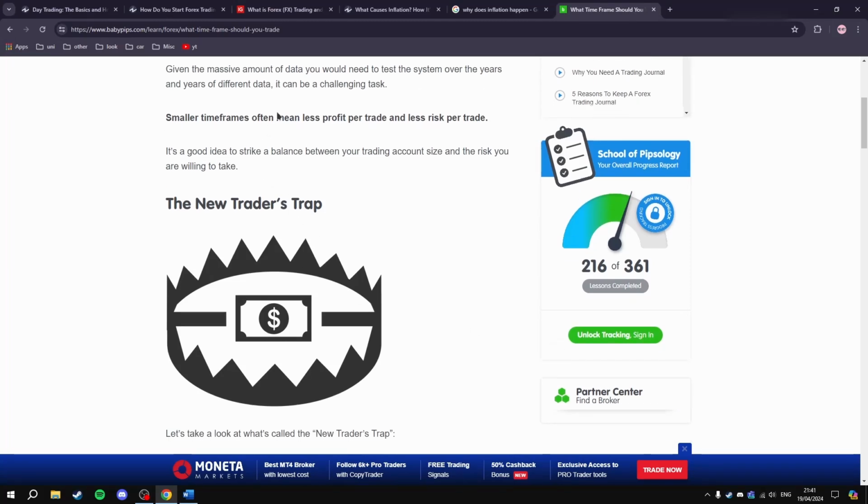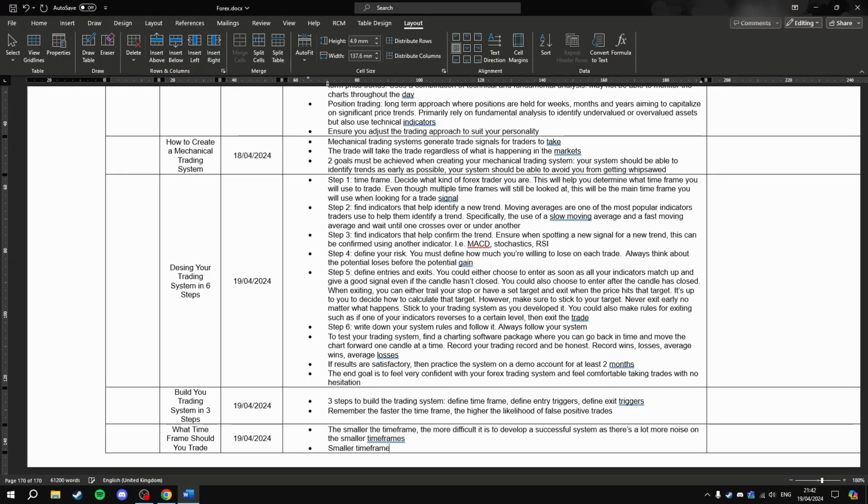Given the massive amount of data you would need to test the system over the years and years of different data, it can be a challenging task. Smaller time frames often mean less profit per trade and less risk per trade.